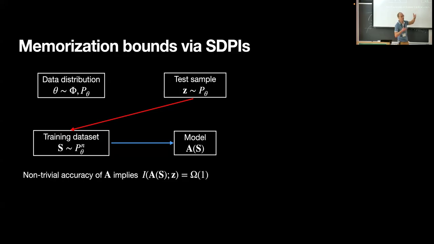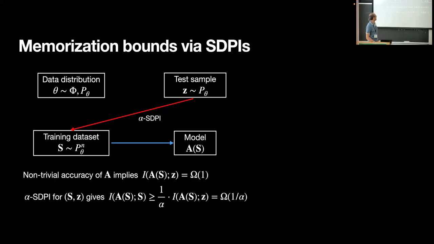Otherwise, if they're independent, you cannot hope to predict whether the example comes from the same cluster or not. So for non-trivial accuracy, we need at least some constant amount of information. Now, if this pair of random variables satisfies an alpha SDPI, then automatically this means that, by the time you observe this information in the data set, a lot of it has been erased. So if this is an alpha SDPI, then the information that the model has about this data set is at least 1 over alpha of the information about the test point, which is just 1 over alpha.